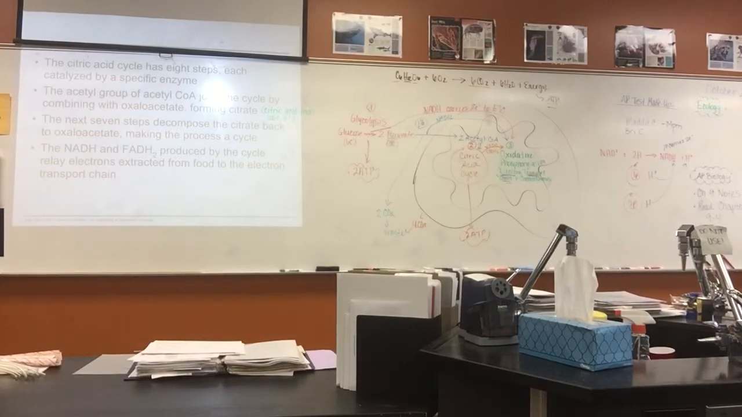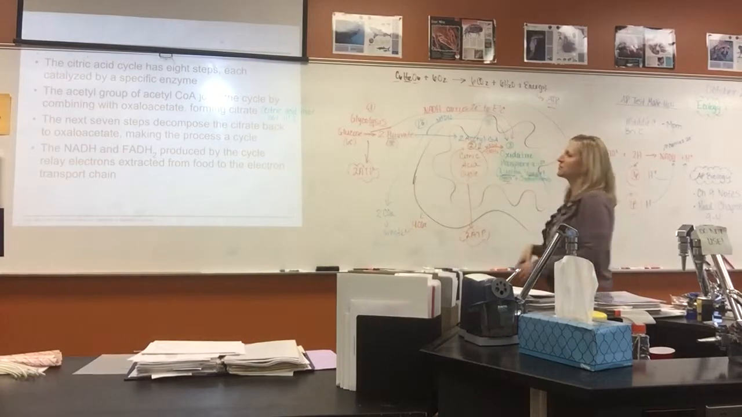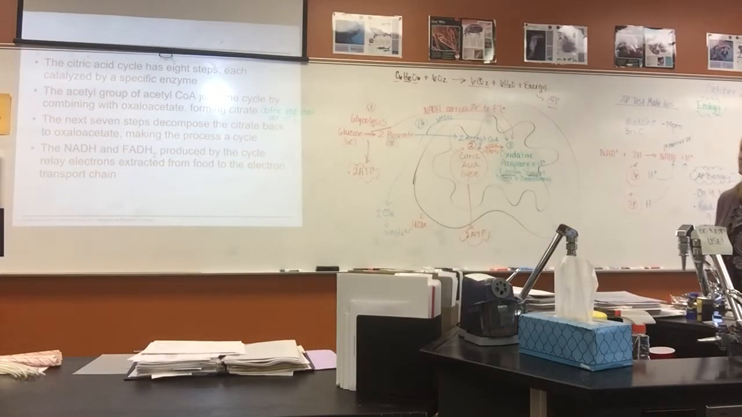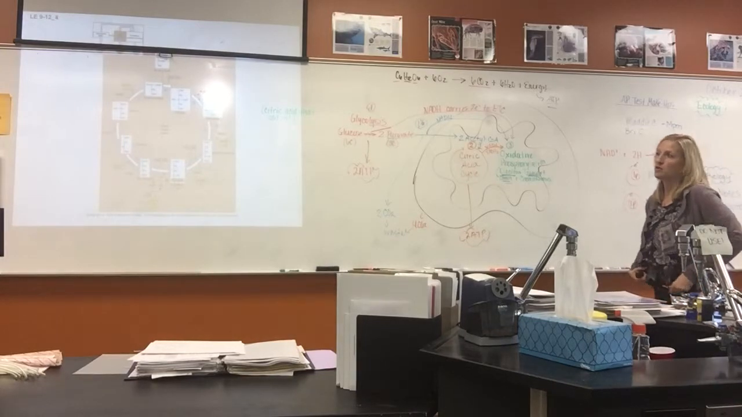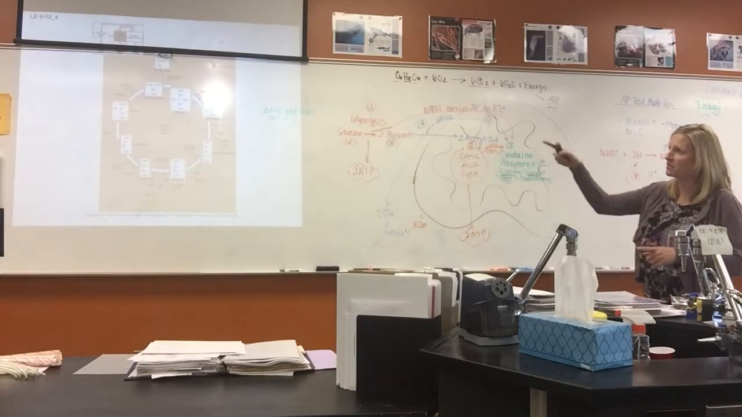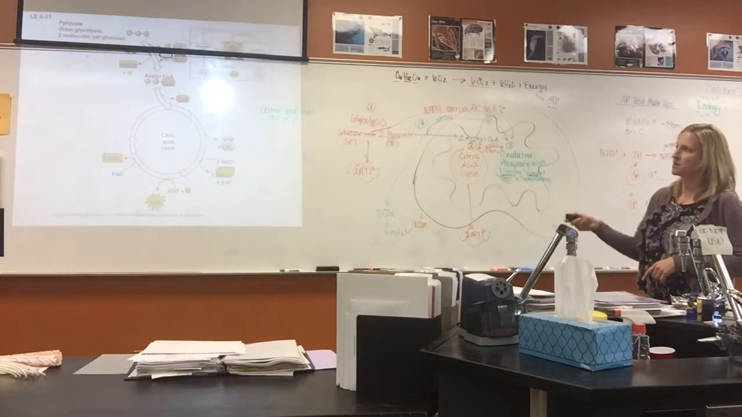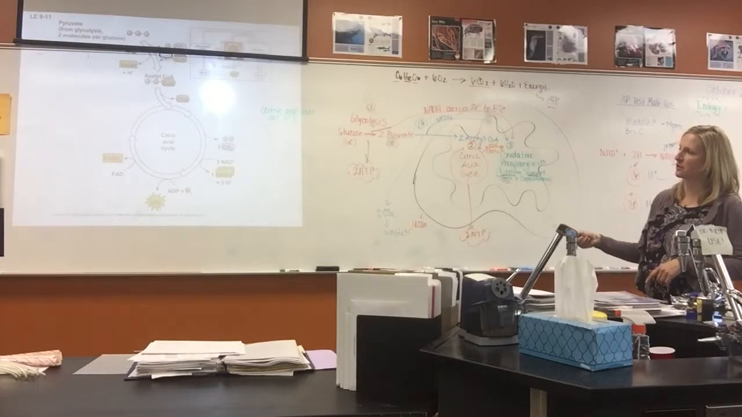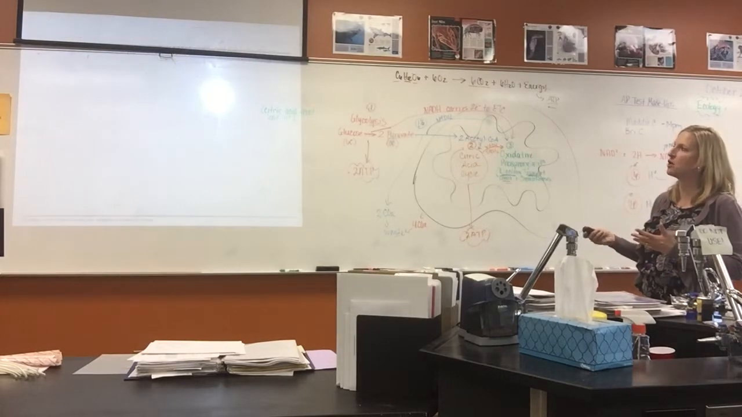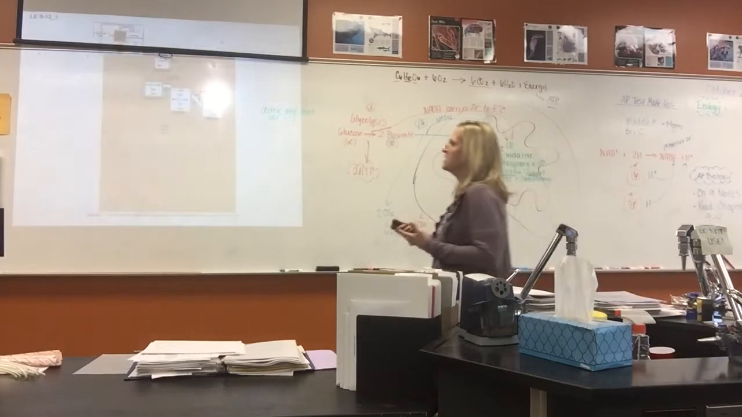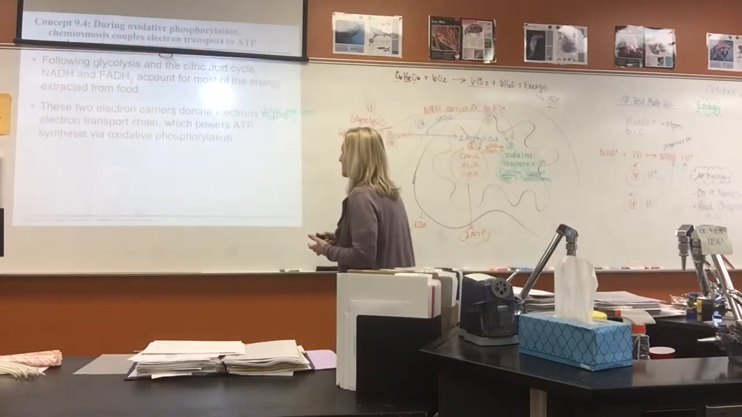So that's all I want you to see from this picture that we're going to look at next. And then, as we just wrote on the board, the main purpose is that the NADH and FADH2 produced by the cycle relay the electrons extracted from molecules that used to be part of your glucose from your food to the electron transport chain. So you don't have to know these steps. This picture is just giving you the big picture. That's what you need to know. I just included this one so that you could see how it's a cycle.